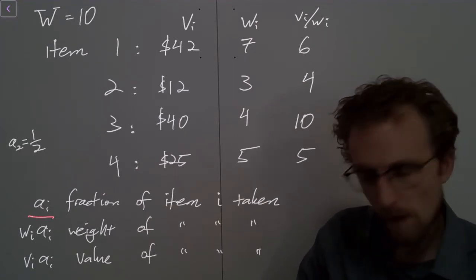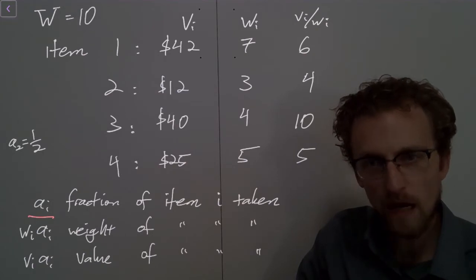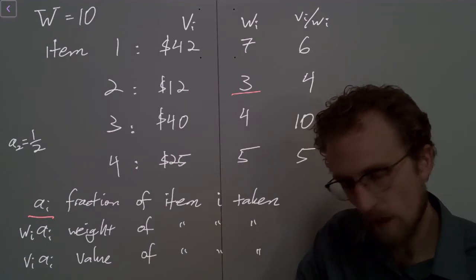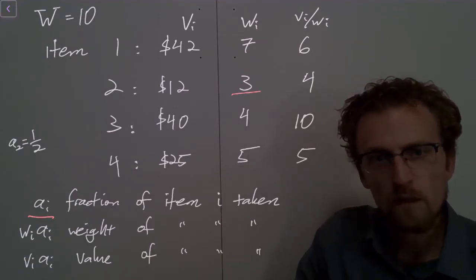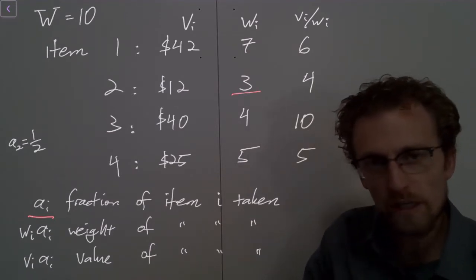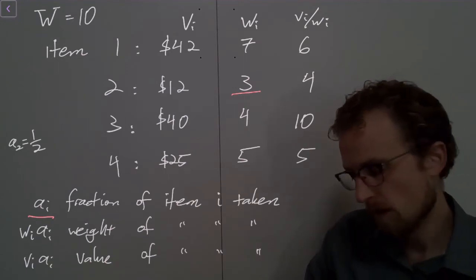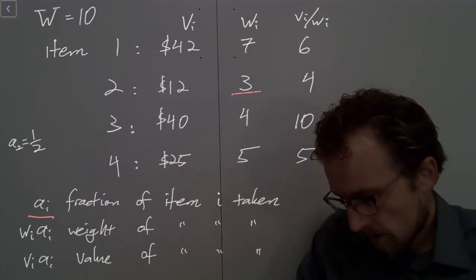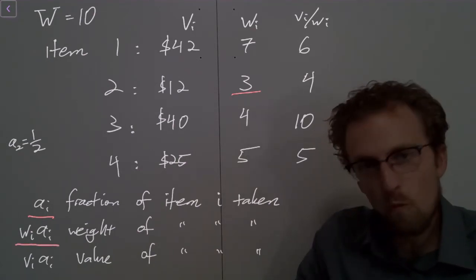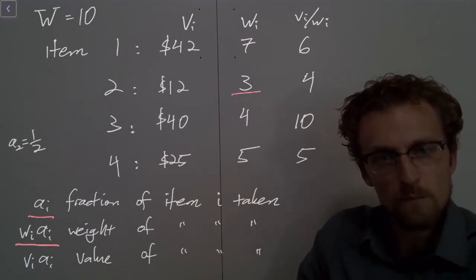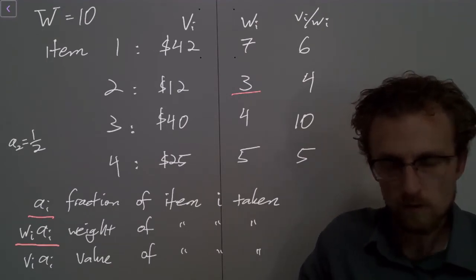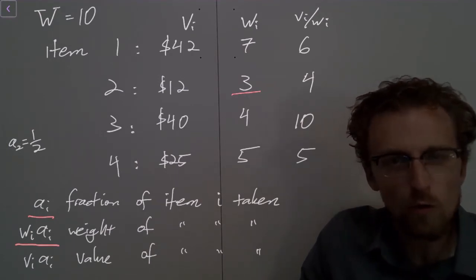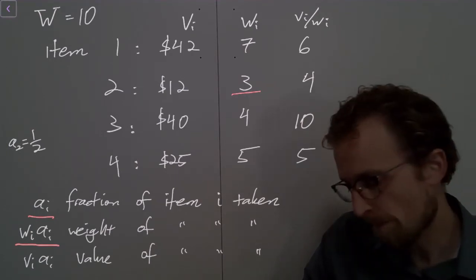Okay, so let's think about how much weight this costs in his backpack. If he just took half of item A2 and the total weight of item A2 is 3, taking half of it means he's going to put 1.5 pounds in his backpack, which is just 3 times the fraction that he took. So the weight of item I that he takes is the total weight that's there times the fraction he takes. If AI is 1 for any of these items, then he just takes the whole weight, all of the stuff that's there.